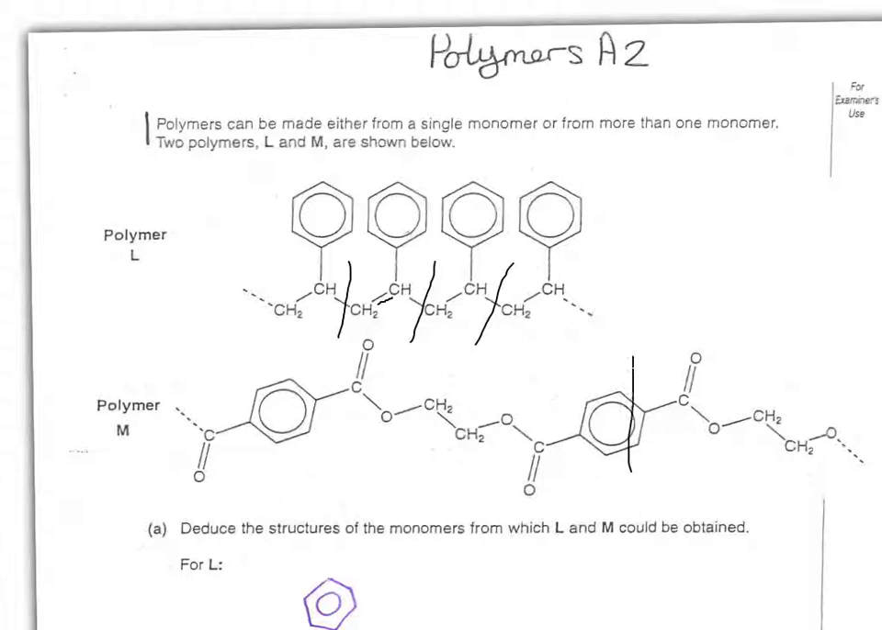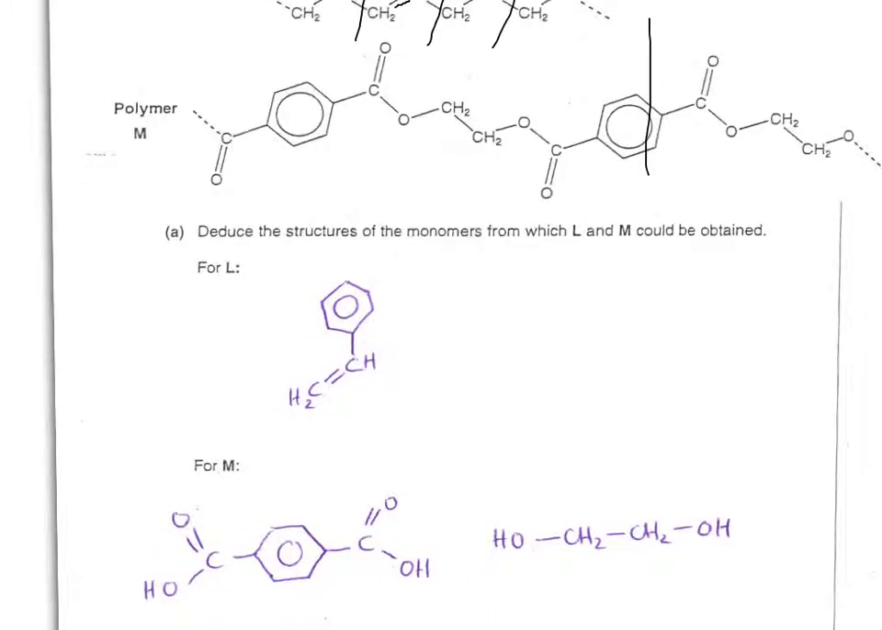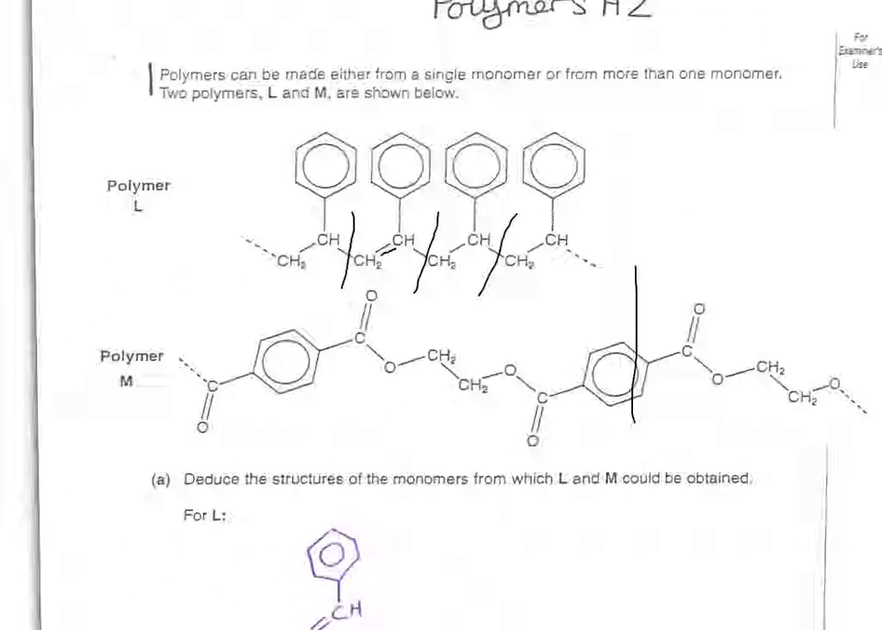So we can see that this is our monomer here. It's actually phenylethene or styrene. So this polymer is polystyrene.